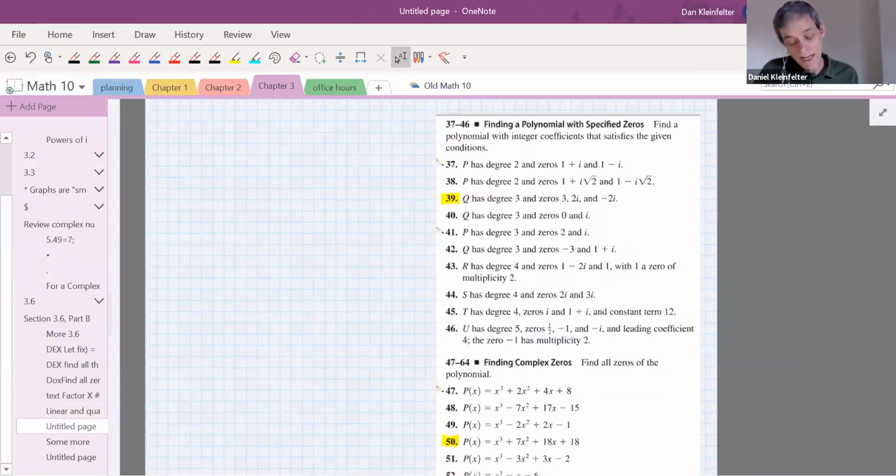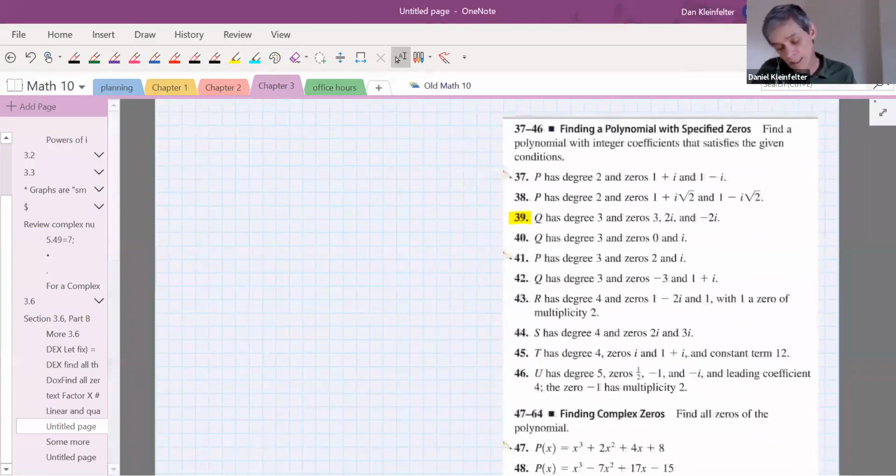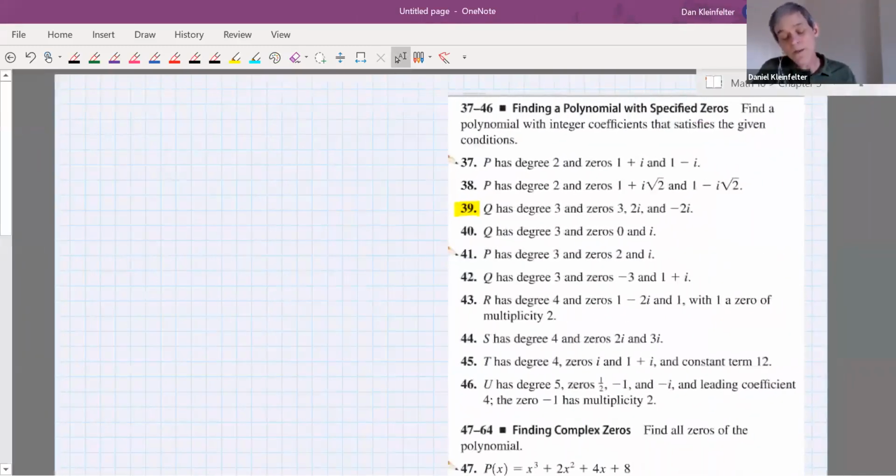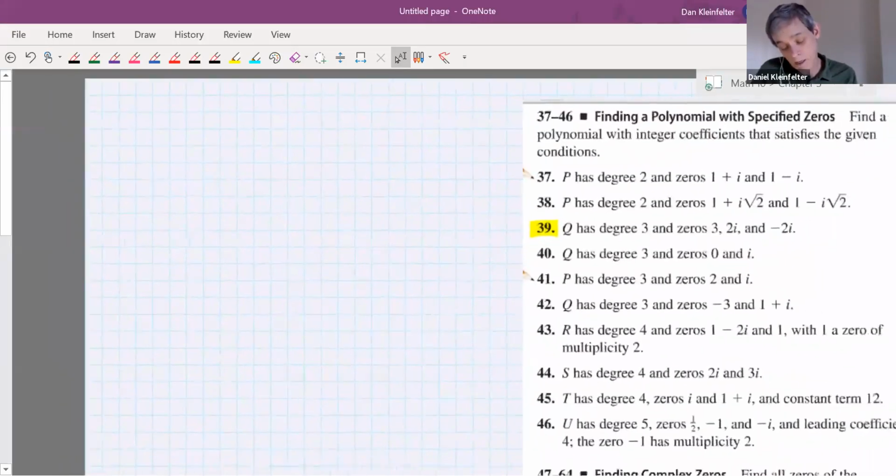All right, so the next part we're going to be working just on working through several examples. So let's try this first part first. The directions, this is from a different textbook, so just so you know. It says finding a polynomial with specified zeros. Find a polynomial with integer coefficients, so we'll get integer coefficients that satisfies the given conditions. And I thought that we would do number 39. And the polynomial is going to be called Q. It's going to have degree 3, zeros of 3, 2i, and minus 2i. So let's try that.